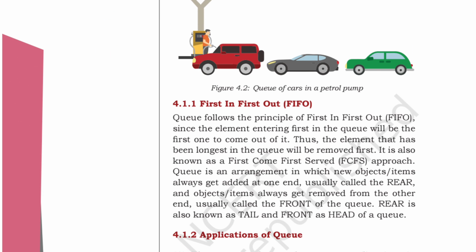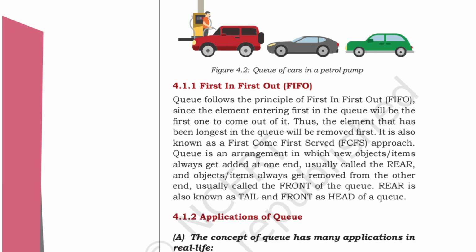Then we will see what is the first in first out principle, that is FIFO. The element that has been longest in a queue will be removed first. That principle you have to remember, that the element that has been longest in the queue will be removed first. It is also known as the first come first serve approach.